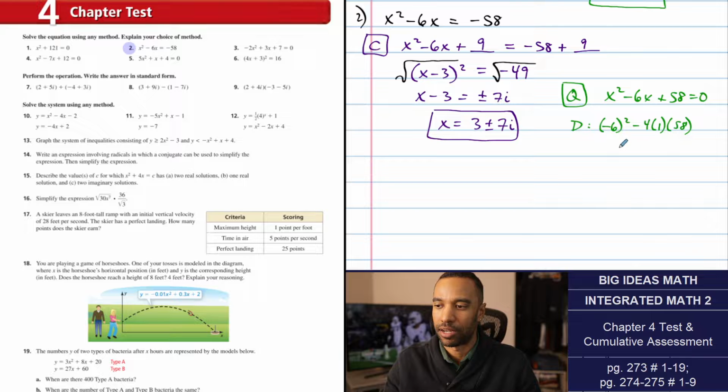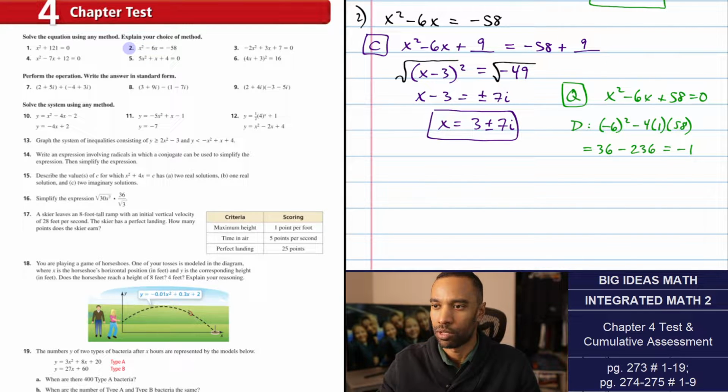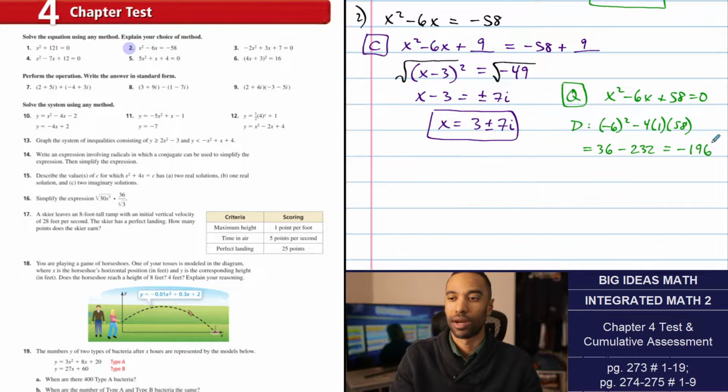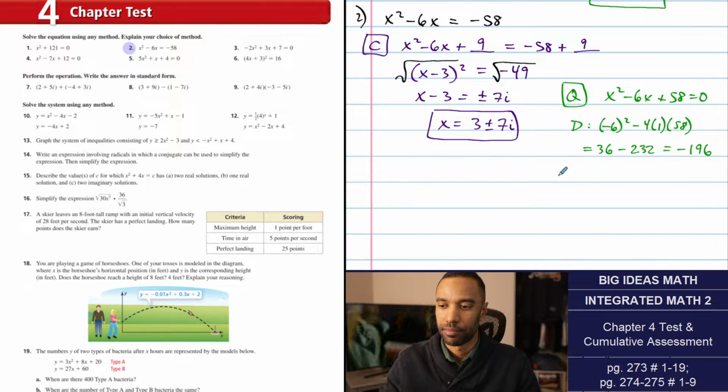Once again, another reminder that this is going to be no real solutions, as we will get a very large negative number. 4 times 58 is 232. And we subtract those, you get negative 196. 196 is also a perfect square of 14.